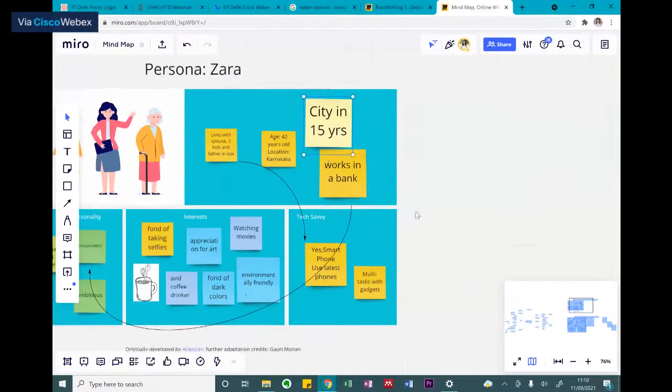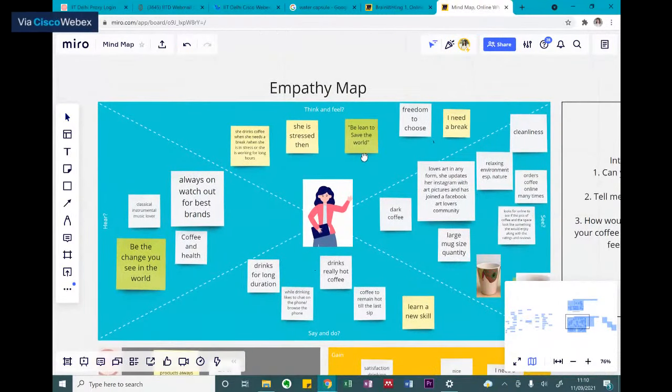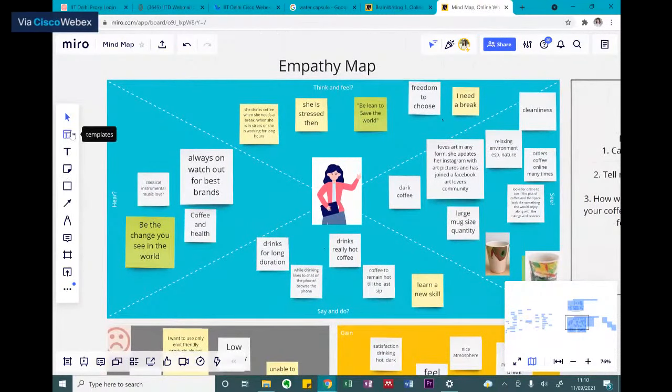Now, after this, what happens if we want to then create an empathy map? All these templates are available here under the template screen. Am I still connected?